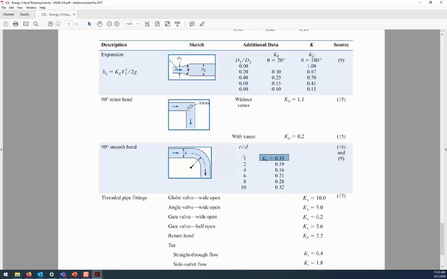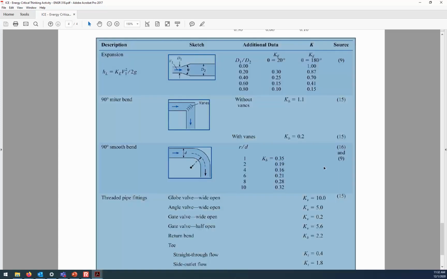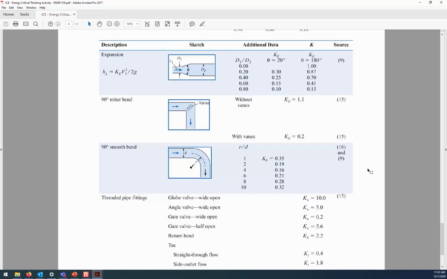You'll notice that the R to D of 2 has a K value of 0.19 instead of the K value of 0.35 if it's a 1. So if it's 1, that would be a little bit of a gradual transition. But of course, there's a limit. If you get the radius to diameter much larger than 4, then the K value starts going back up again. That's because it's now a really lengthy transition. It's redirecting the flow gradually, but you're adding length to the pipe, so there's a little bit of friction loss going on there.